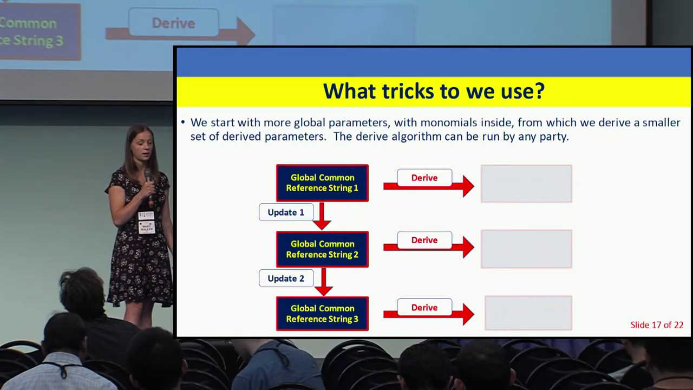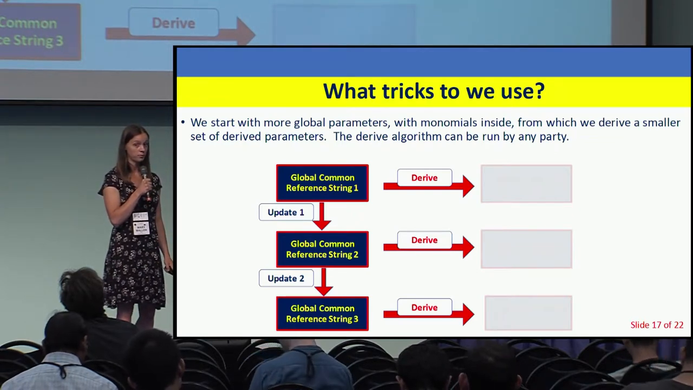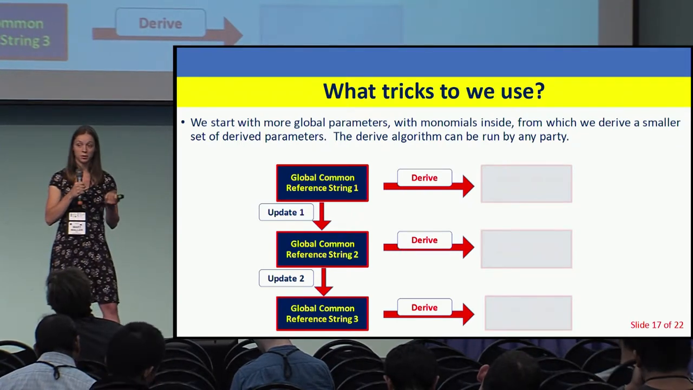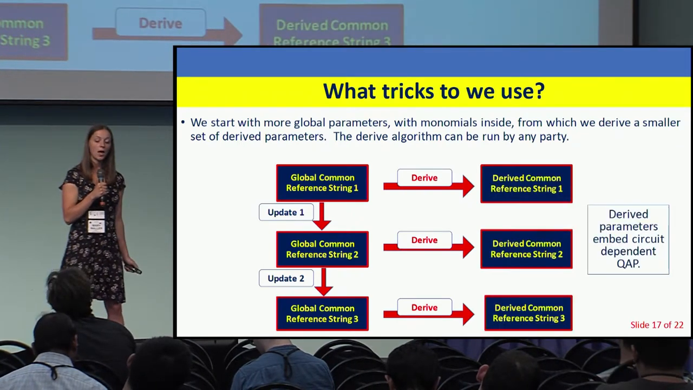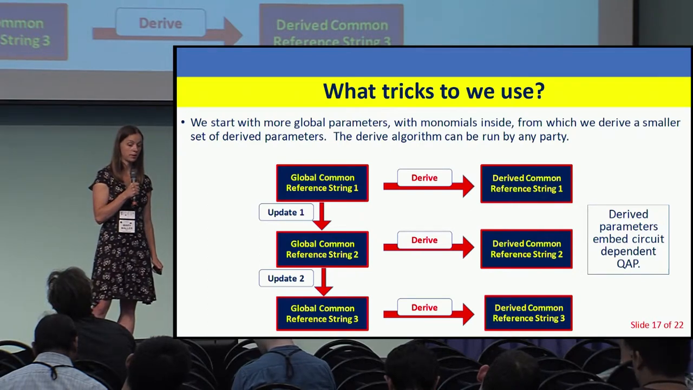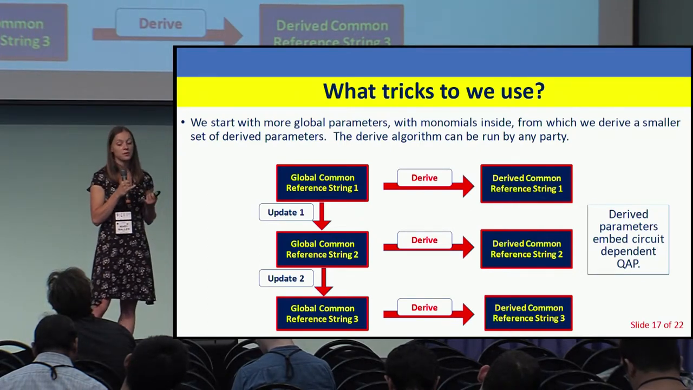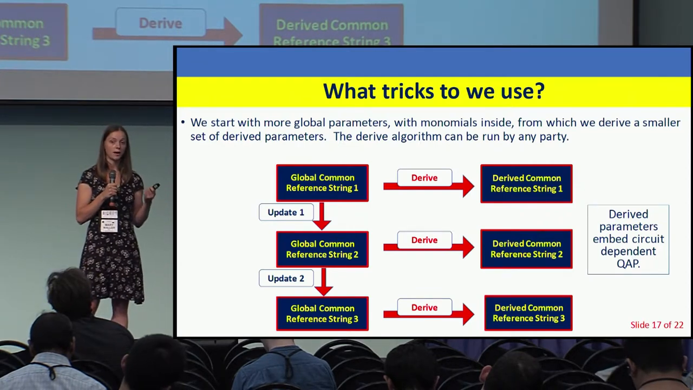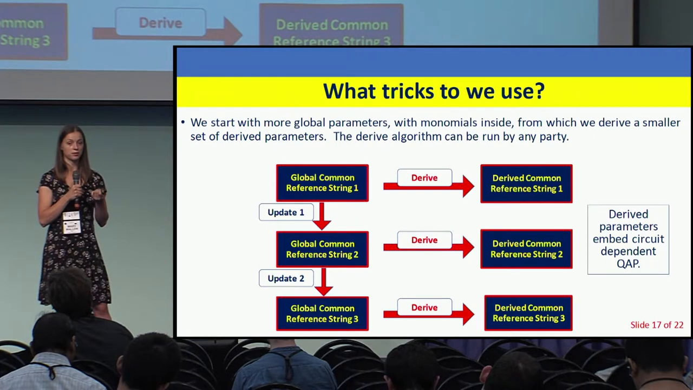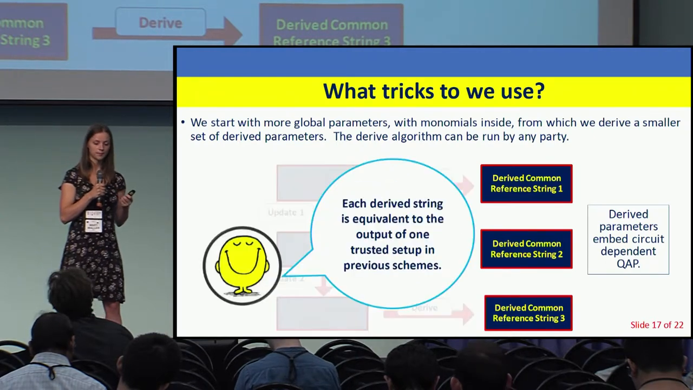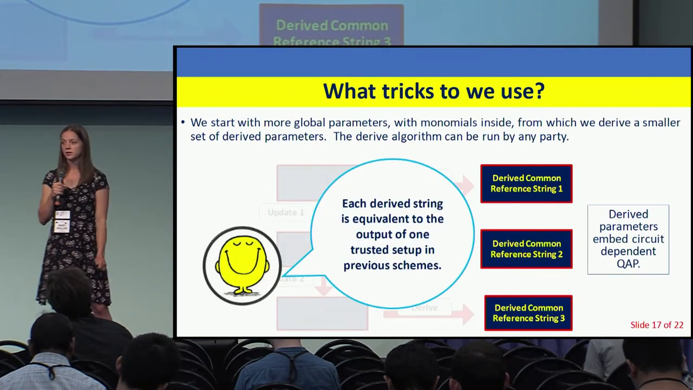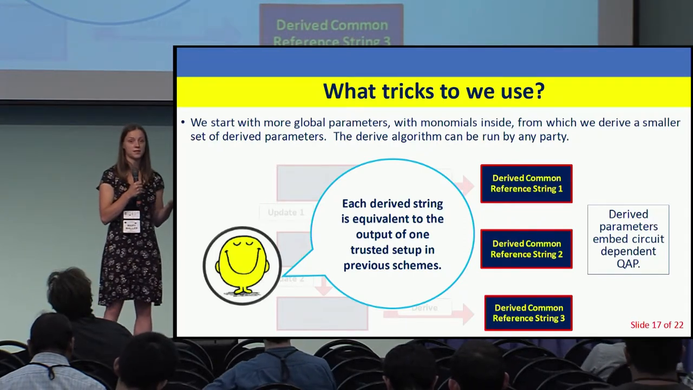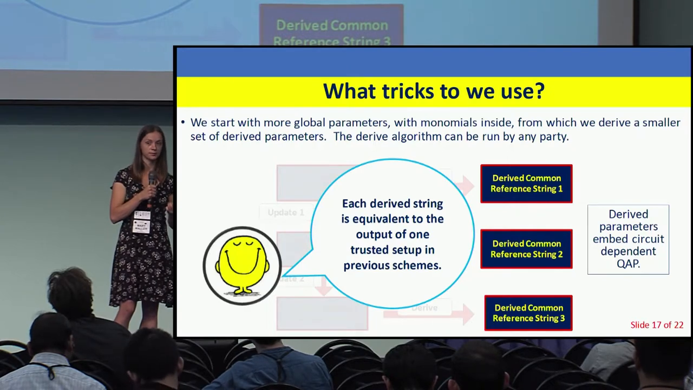We then have a publicly run derive algorithm, and all this needs is a global common reference string. It doesn't need any secrets. Anyone can run it. And from it, we output a circuit-dependent derived common reference string. And these we are not able to update. However, we can generate proofs and we can verify proofs just by using the derived common reference string. So essentially, each of these derived common reference strings is equivalent to the output of one of the trusted setups in any of the previous schemes.